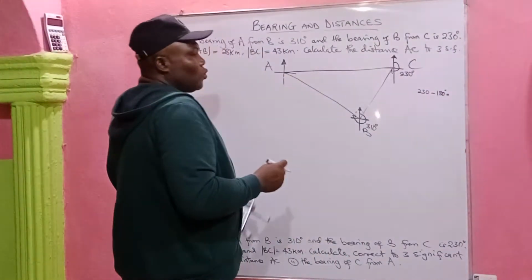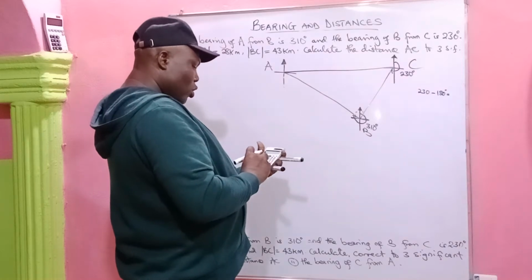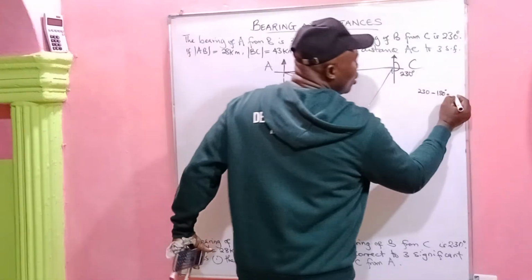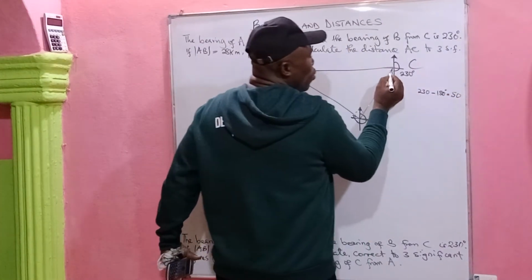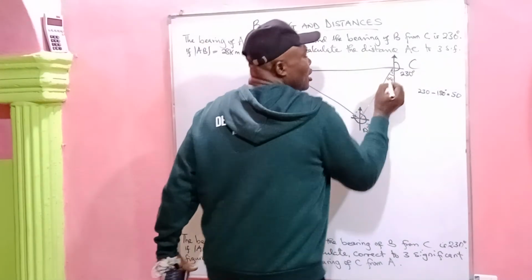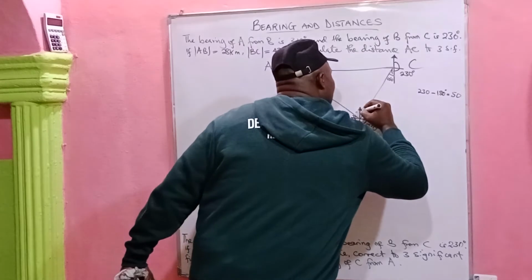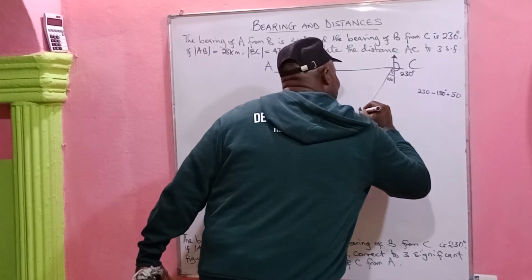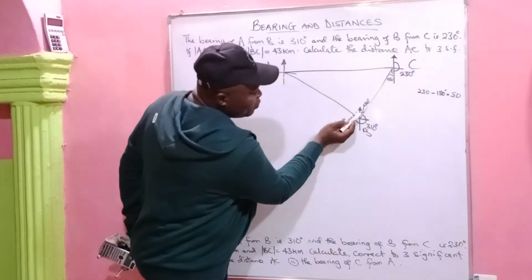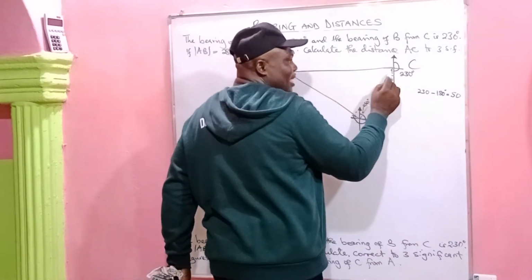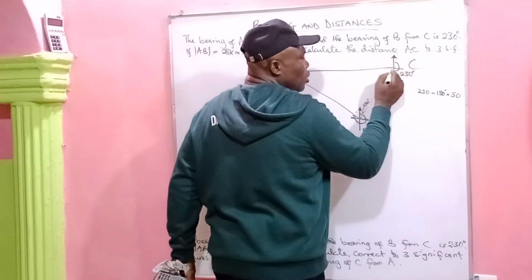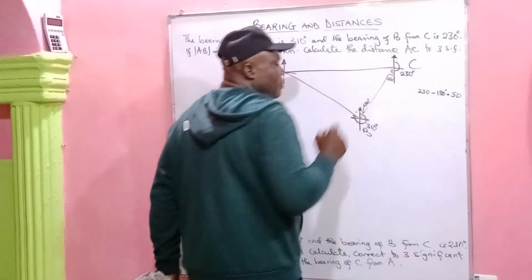230 minus 180 should be 50 degrees. It therefore means that what is here, from here to here alone, is 50 degrees. And that 50 degrees, by alternate angle, will give you what is inside here. So you've been able to know that here is 50 degrees, because 230 here minus the angle on a straight line, 180, gives 50. Take note of that. If here is 50, here will be 50 by alternate angle.